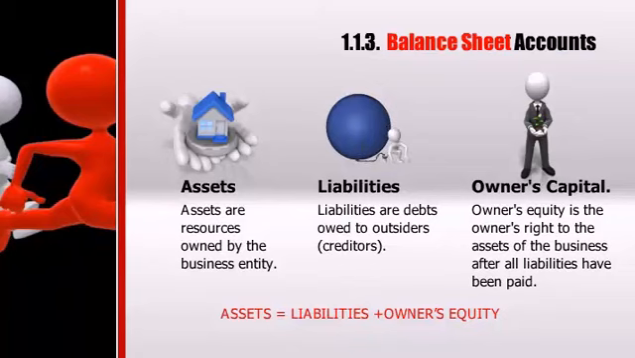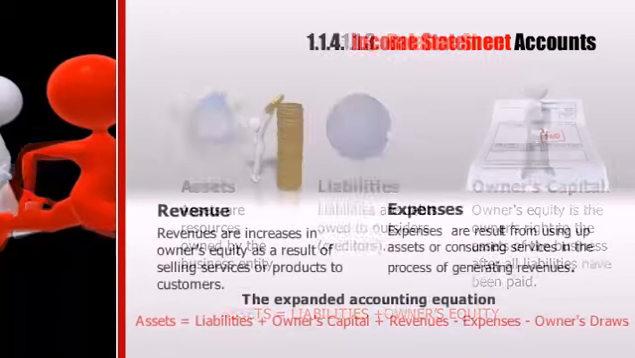Examples of unearned revenues are magazine subscriptions received by a publisher and tuition received by a college at the beginning of a term. Owner's equity is the owner's right to the assets of the business after all liabilities have been paid. For a proprietorship, the owner's equity is represented by the balance of the owner's capital account. A drawing account represents the amount of withdrawals made by the owner.